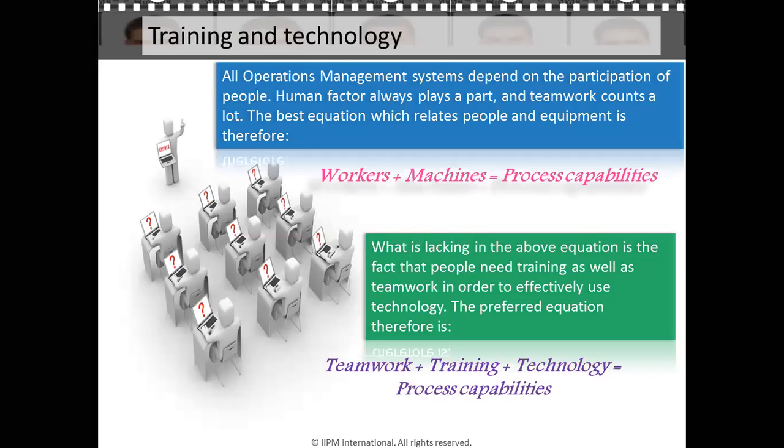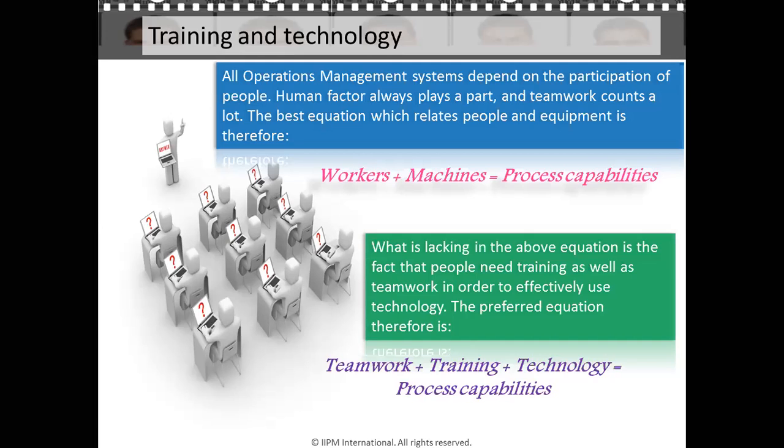With regard to planning, teamwork, and job design, let's consider training and technology. All operations management systems depend on the participation of people. Human factor always plays a part, and teamwork counts a lot. The best equation which relates people and equipment is therefore workers plus machines equal to process capabilities.